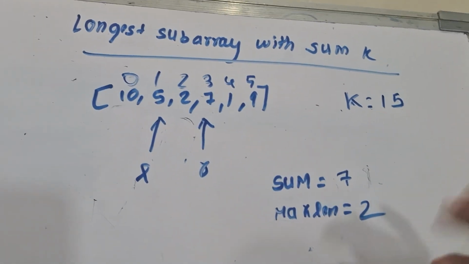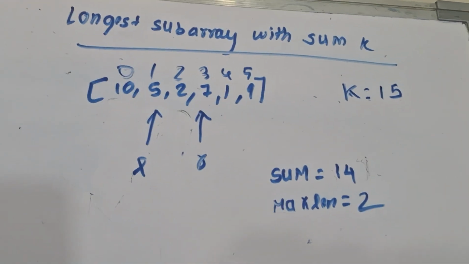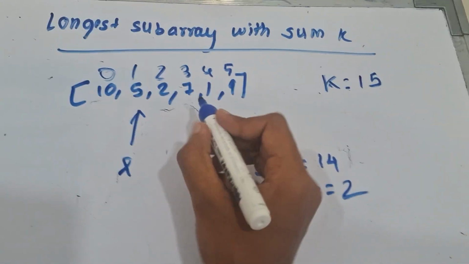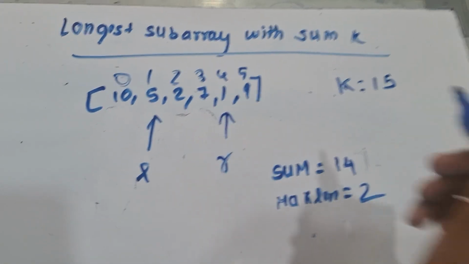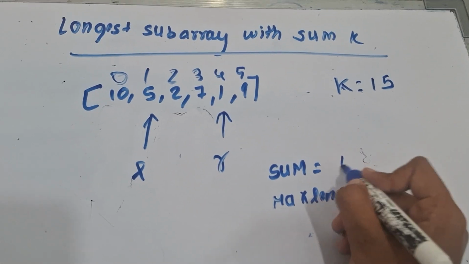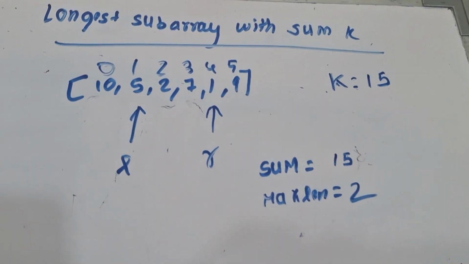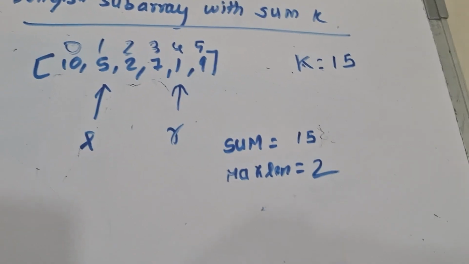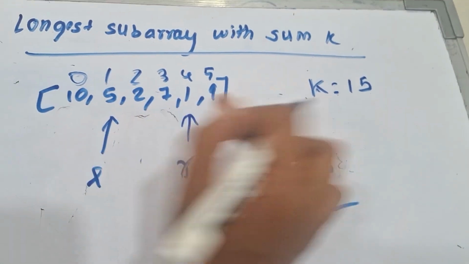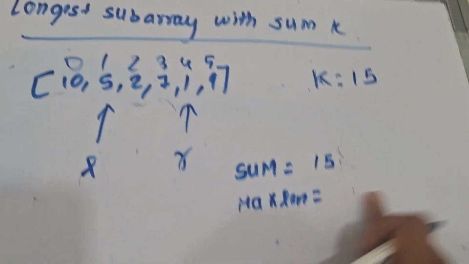So again our sum becomes 14. Our max length is still 2. Our sum is still less than k. So we keep increasing the right pointer. So our right pointer comes to index 4 and our sum becomes 15. So as our sum becomes 15, which is equal to our k, we update our maximum length. So our maximum length becomes 4 minus 1 plus 1, which is r minus l plus 1, which is 4.